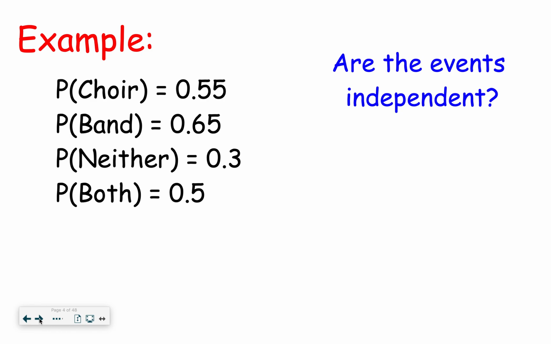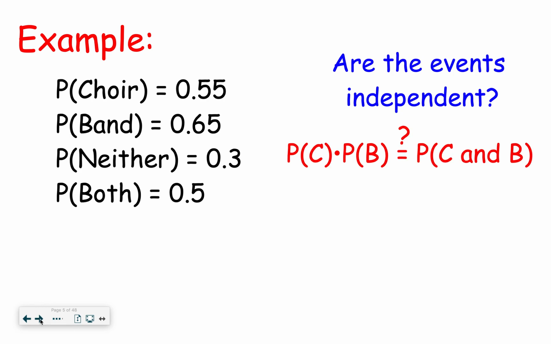So again, if the events are independent, when you multiply the probabilities together, they should equal the probability that they're both. So if I do the probability of choir times the probability of band, does that equal the probability of being both in choir and band? I don't really need the neither information. You can just cross that off your notes if that confuses you.